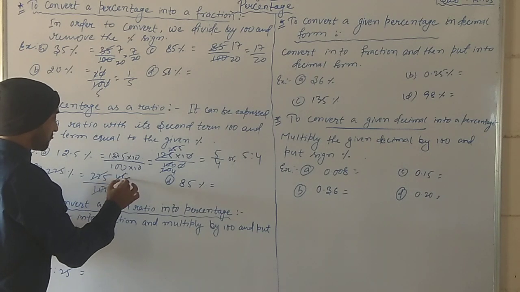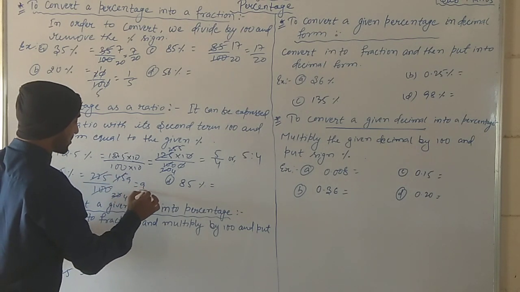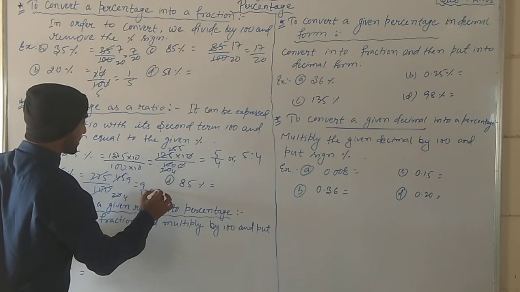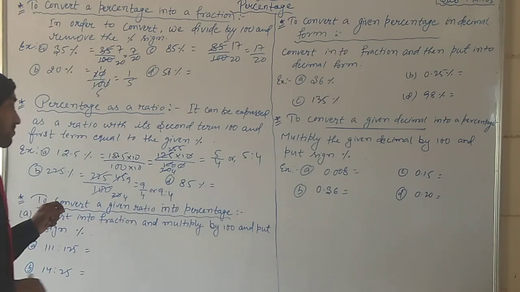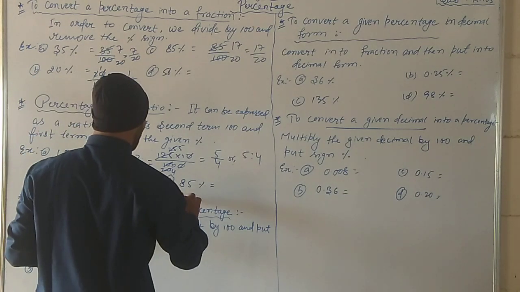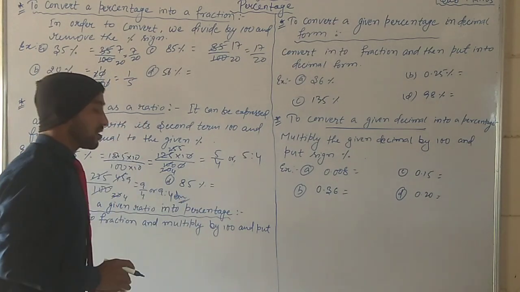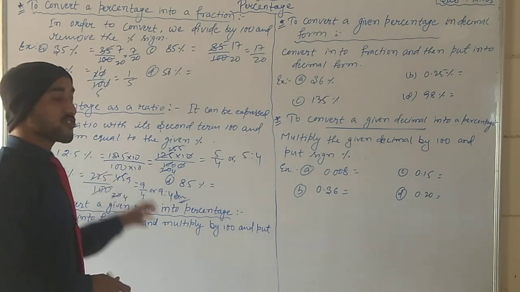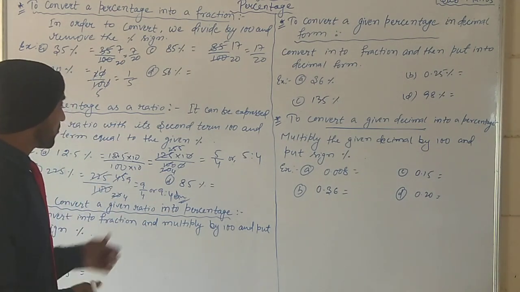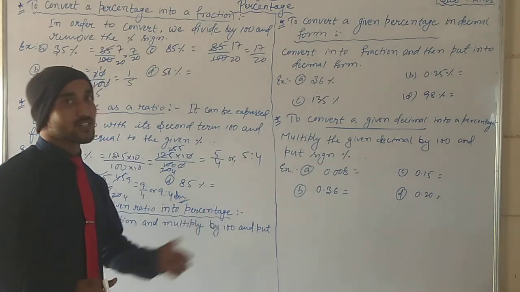It means 9 by 4, or it can be written as the ratio 9 to 4. Are you getting my point, students? I hope that you are understanding well. So what are the last questions? Now it's your turn to do.